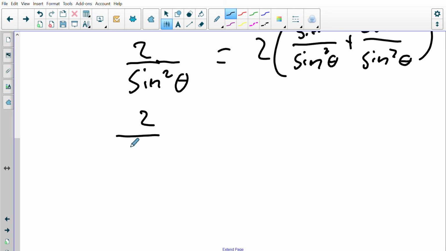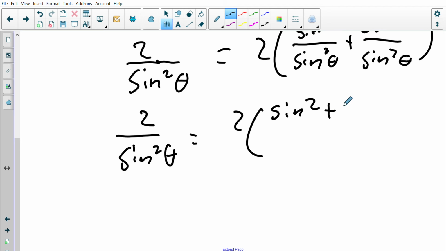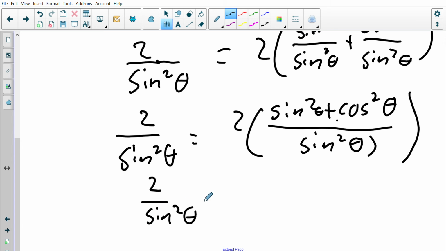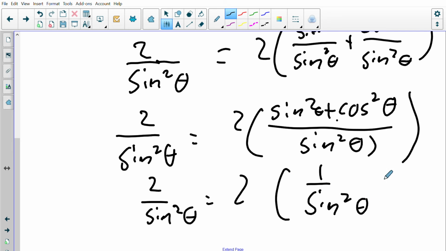Now that I have common denominators, I can combine the tops. So I would have 2 times sine squared plus cosine squared of theta over sine squared theta. My identity says sine squared plus cosine squared is the same as 1. So I have 1 over sine squared of theta. And 2 times 1 gets me to this. So those are the same.